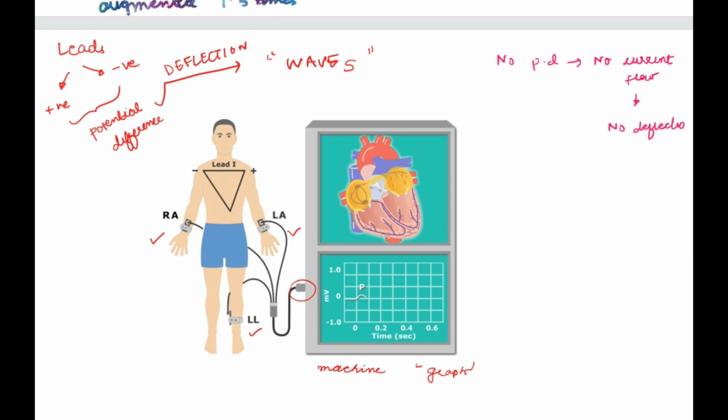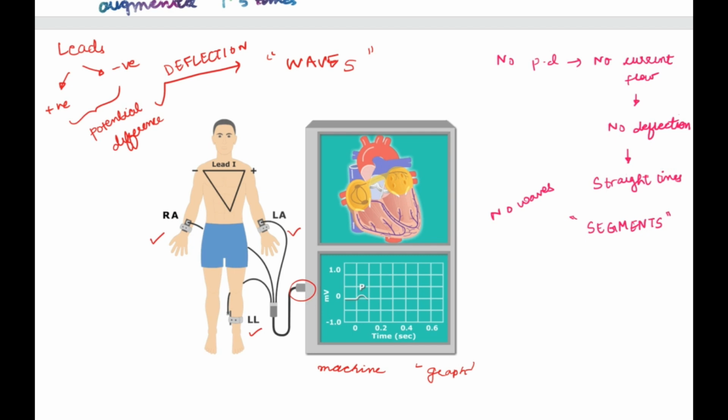These are isoelectric points. That is, the potential is the same throughout. So as a result, there is no potential difference. So we say it is an isoelectric point. Understood? So the straight lines you see on the ECG paper are nothing but your segments.